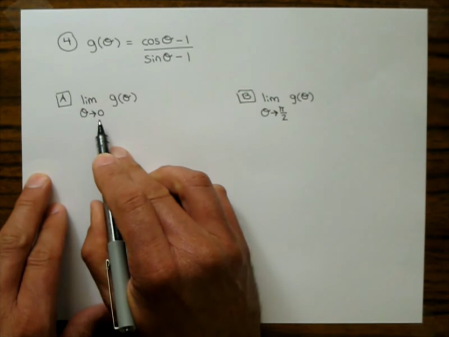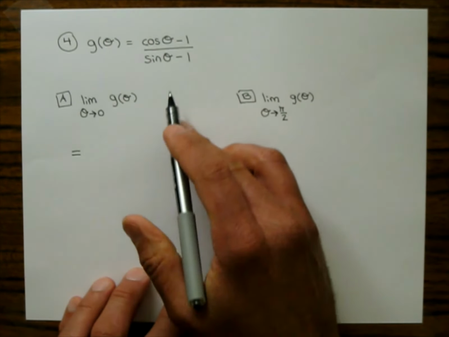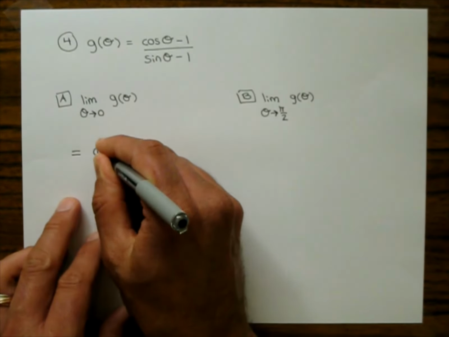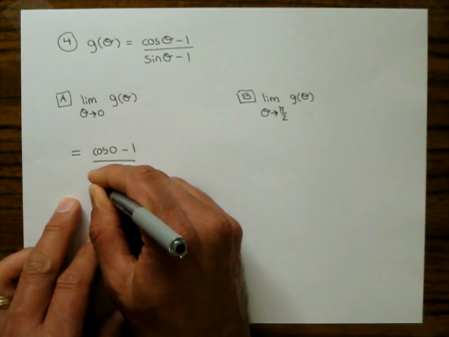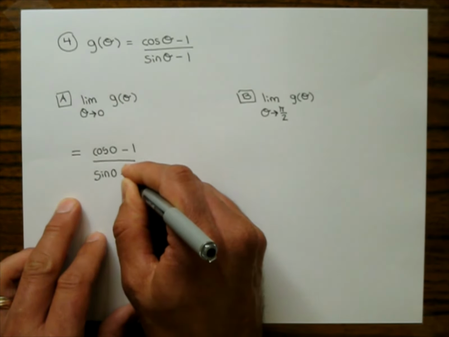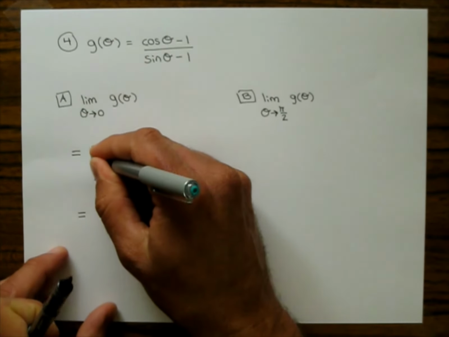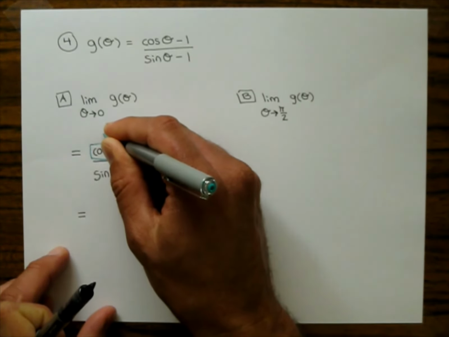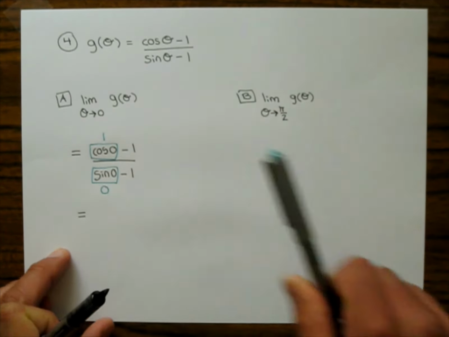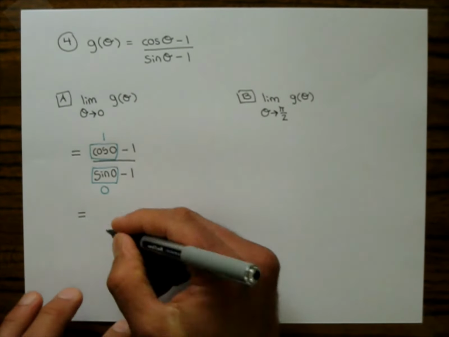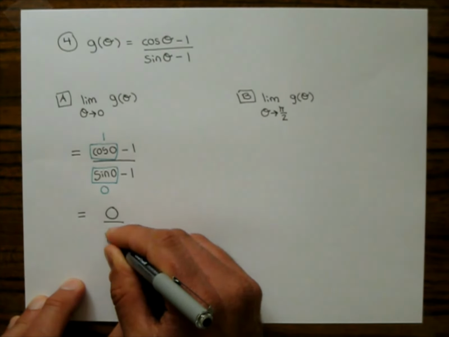Let's plug 0 in for theta. So I have the cosine of 0 minus 1, all over the sine of 0 minus 1. If you remember correctly, the cosine of 0 happens to be 1 and the sine of 0 happens to be 0. So on the top I have 1 minus 1, which is 0, and on the bottom I have 0 minus 1, which is -1.